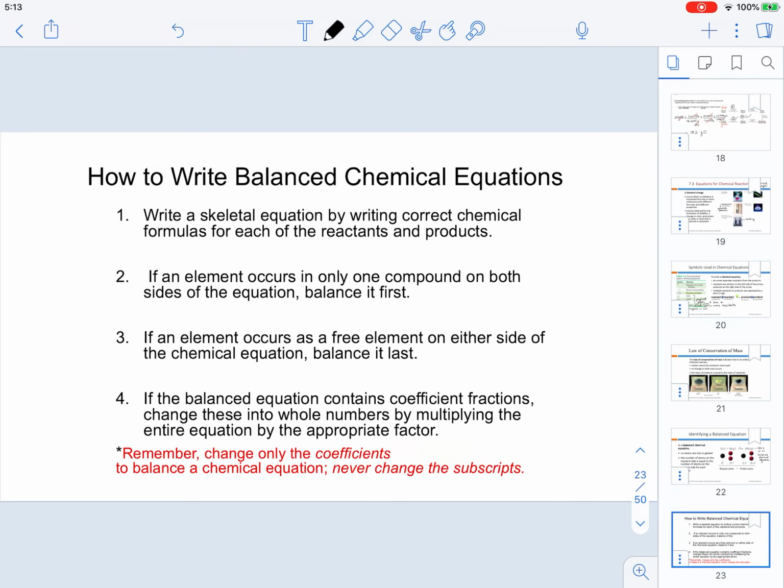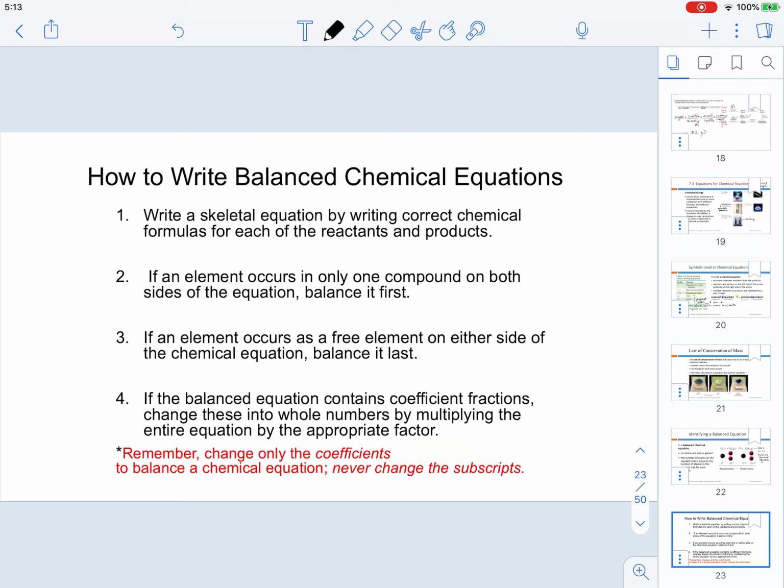So how do we write a balanced chemical equation? These guidelines will help you to determine how to balance a particular chemical equation. Now, as you can see, the first thing is that you're going to write the skeletal equation by writing the correct chemical formulas for each of the reactants and the products. It is very important that you know how to write chemical formulas, because if not, you cannot do step one, which is crucial.